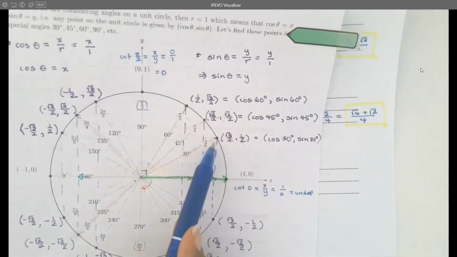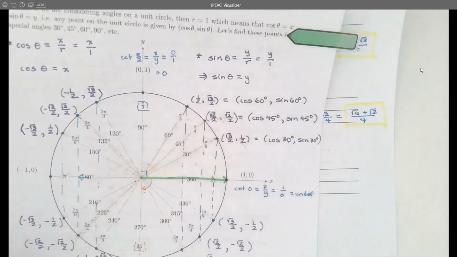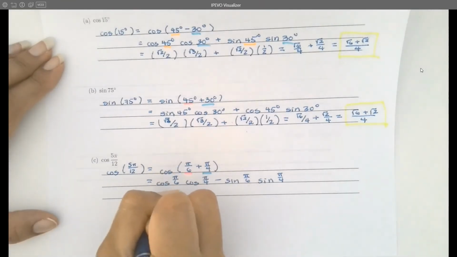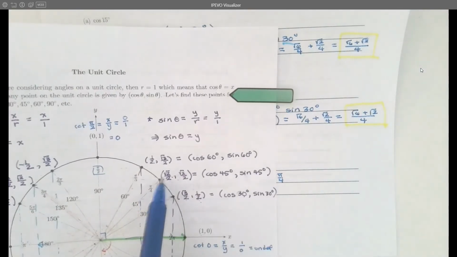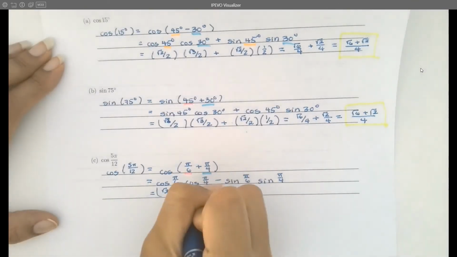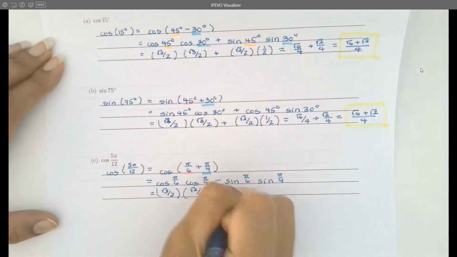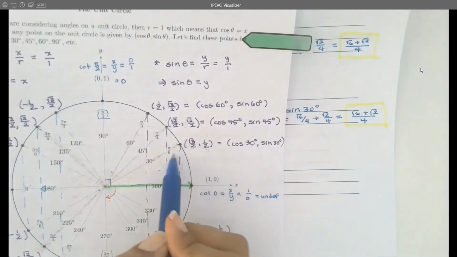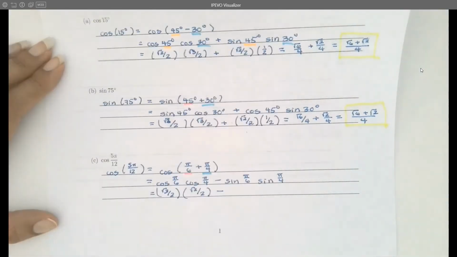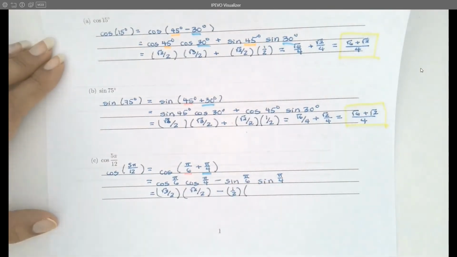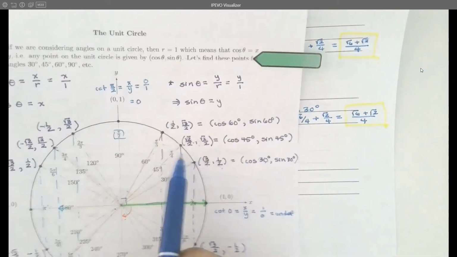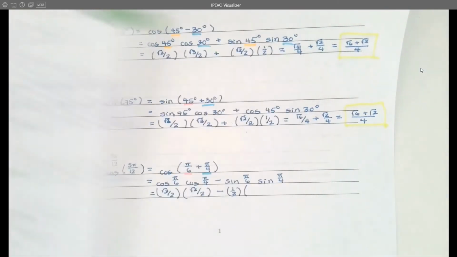Again, let's go to the unit circle. Here is pi over 6. Cosine of pi over 6 will be radical 3 over 2. Pi over 4 is here. Cosine of pi over 4 is radical 2 over 2. Pi over 6 is here again, and sine of pi over 6 is 1/2. And finally, sine of pi over 4 is here, and sine of pi over 4 is radical 2 over 2.